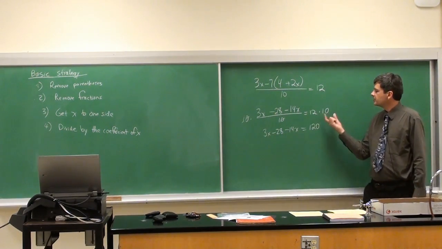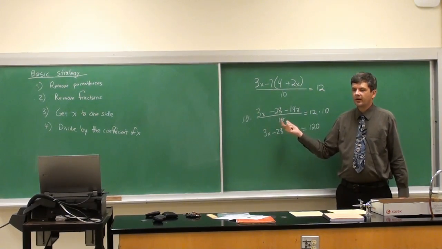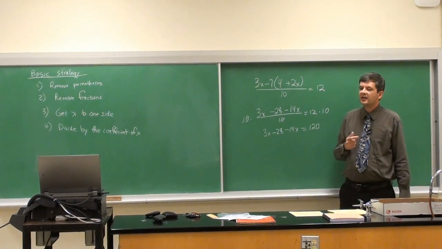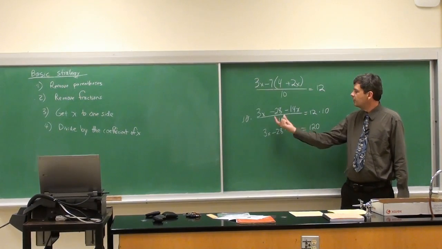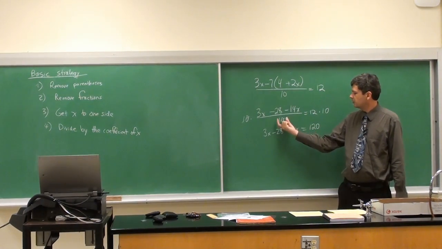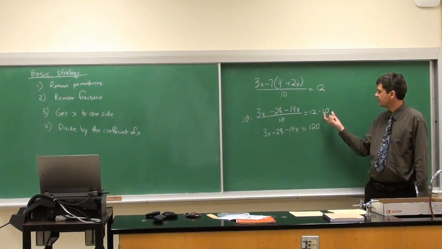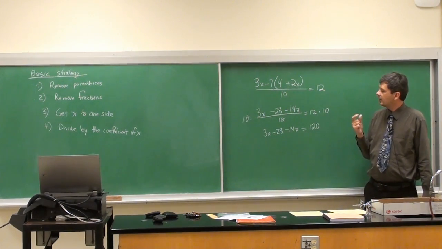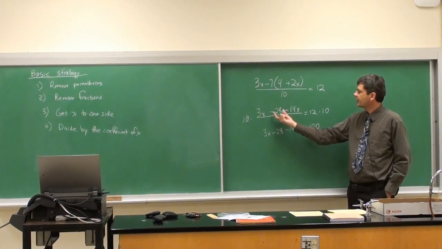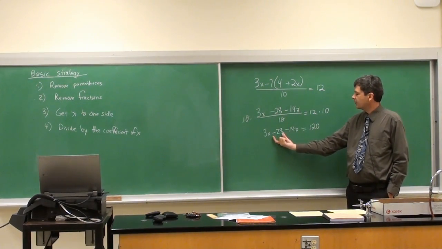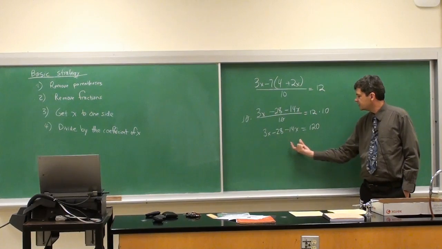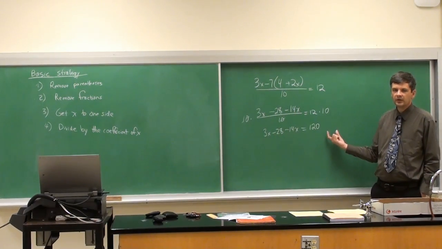Now, I multiplied both sides by 10. That's what's really going on. But sometimes it can be convenient to think about it in terms of moving the 10 to the other side. It was dividing over here, I move it to the other side, and now it's multiplying. Same thing happens when you add and subtract. For example, I've got a -28 here. If I move it to the other side, it becomes a positive 28.